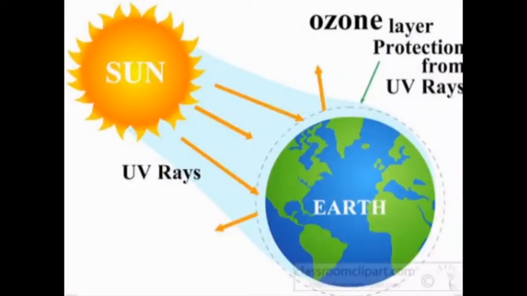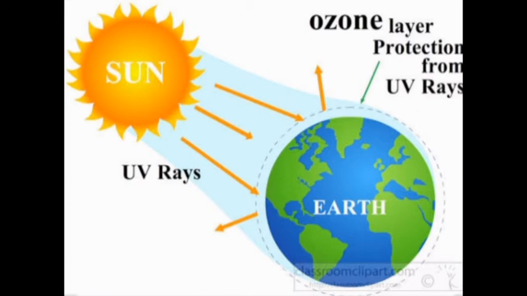Children, we have already learned that the ozone layer absorbs the harmful ultraviolet rays of the sun, and thus protects life on the earth. The concentration of ozone in the atmosphere varies. How does it vary from place to place? According to the weather, altitude and latitude, children.